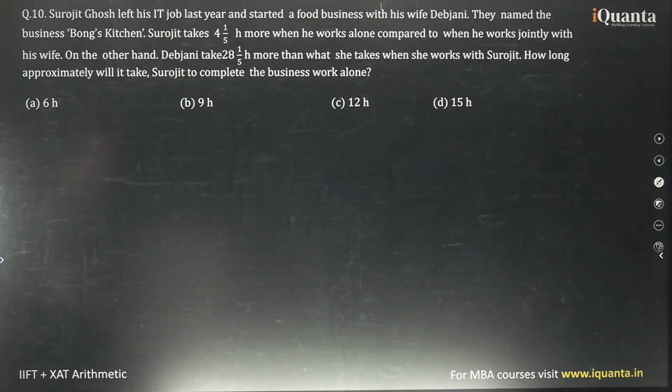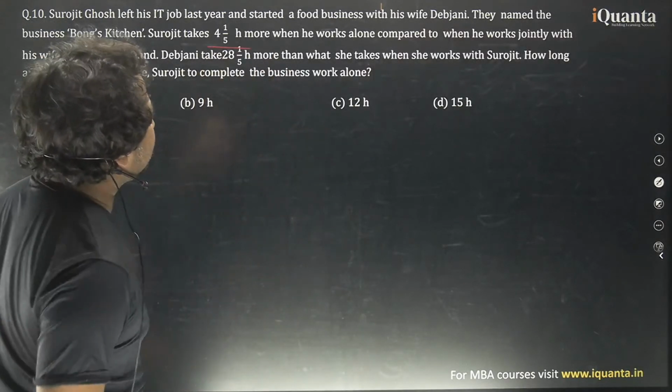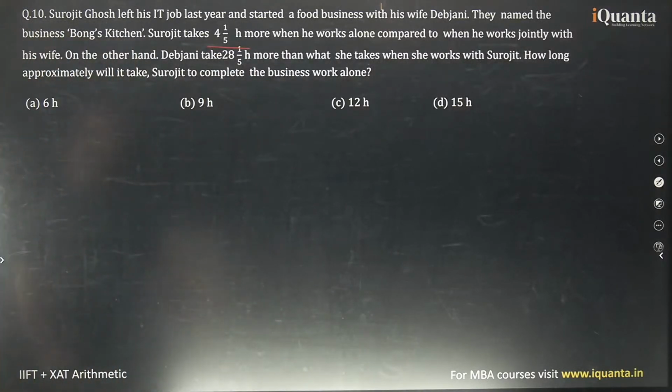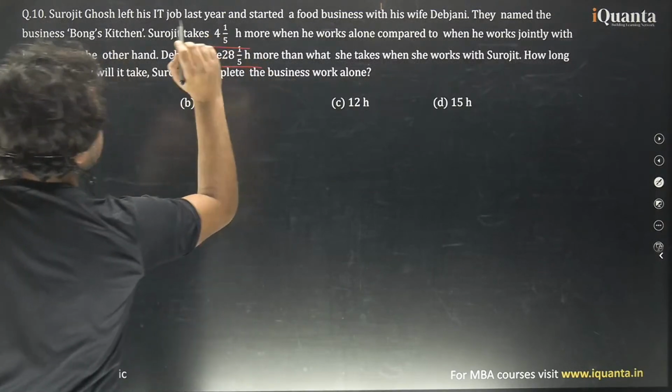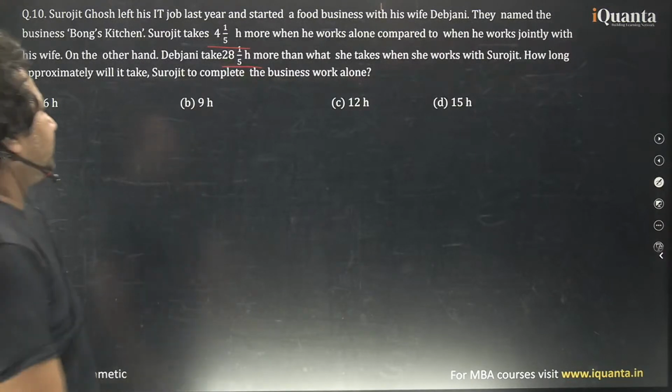Surajit started a food business. His wife Devjani, all that stuff is there. So Surajit takes 1 by 5 hours more when he works alone compared to when he works jointly with his wife. On the other hand, Devjani takes this much hour more than what she takes when she works with Surajit. How long approximately will it take Surajit to complete the business working alone? Working alone.